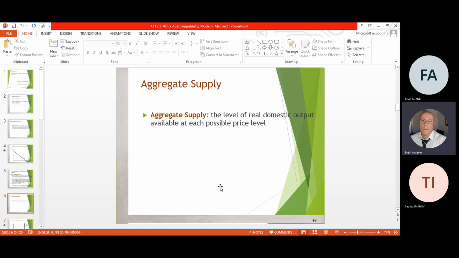You have to calculate this aggregate supply, or the GDP, in real terms. Therefore, real GDP estimation is always preferable. And for this reason, we are using the GDP deflator for correcting these disparities between the nominal GDP and real GDP.